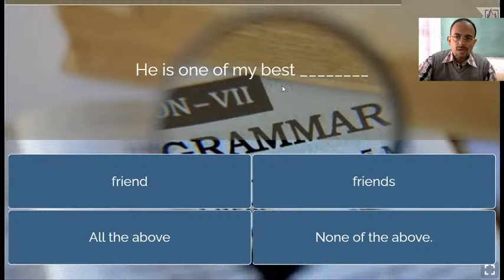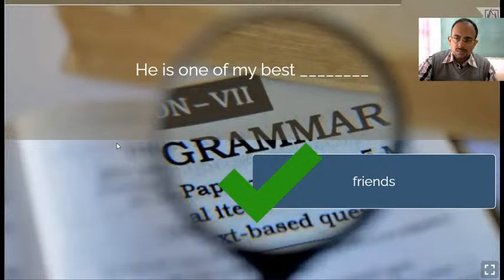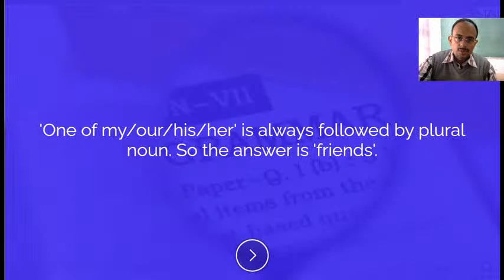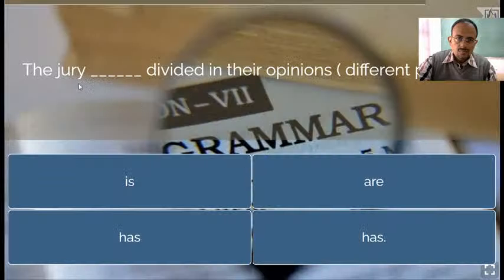Okay, next, he is one of my best friends. Always remember, he is one of my best friends, he is one of my brothers. So friends, brothers, they are the correct answer. One of my, one of our, one of his, one of her is always followed by a plural noun, so the answer is friends.